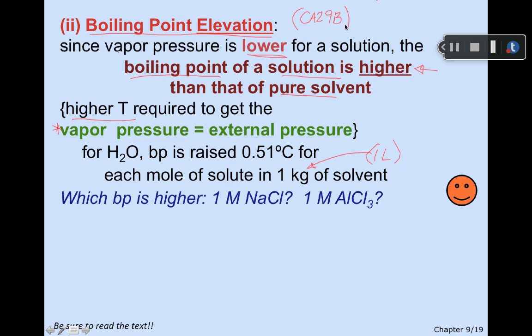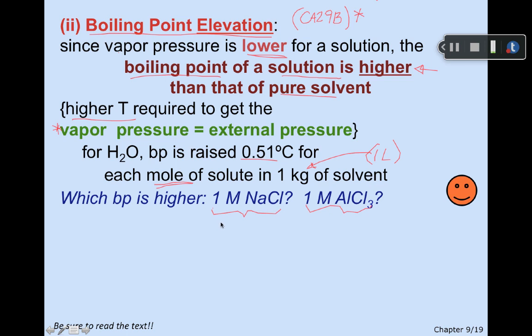And so that's equivalent to what you saw in Chem Activity 29B. If you recall, the boiling temperature increased about 0.5 degrees Celsius for each mole of solute per liter. And so for these kinds of things we relate to molarity. So if you can recall some examples from class in the Chem Activity, which boiling point will be higher? The 1 molar sodium chloride, or 1 molar aluminum chloride? Well, you have to remember how many moles of solute each of these contain.